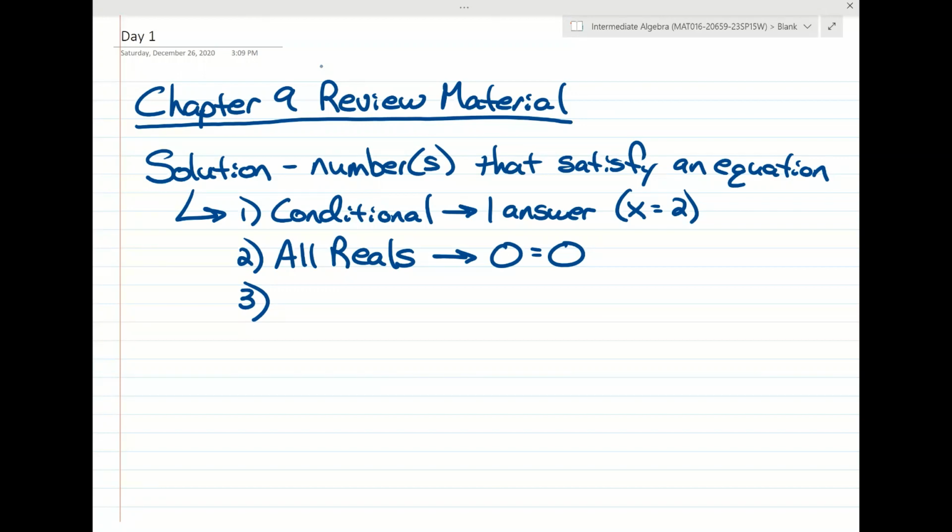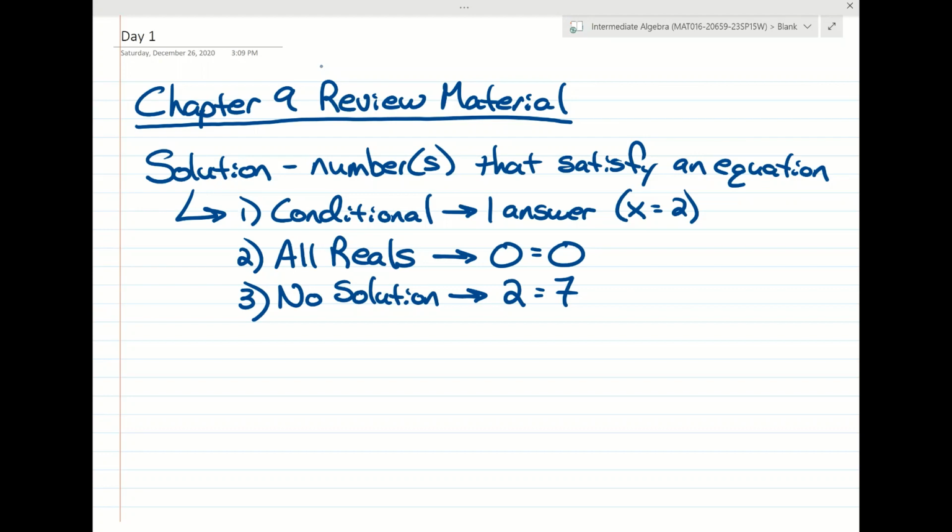And then the last type of solution is called a no solution problem. So with a no solution problem, you'd get an answer that just doesn't make sense. Like you might get 2 is equal to 7. Obviously, that doesn't make sense. So no matter what number you pick for x, that equation will never be true. So those are different types of solutions.